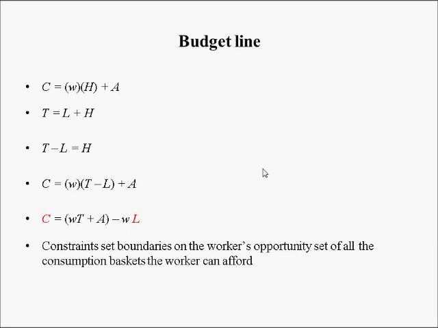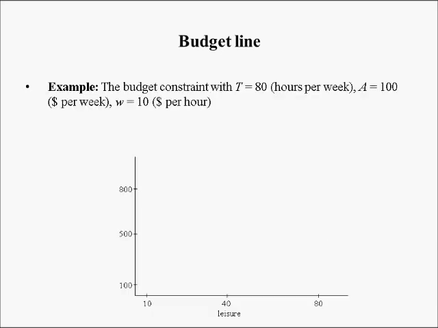Constraints set boundaries on a worker's opportunity set of all the consumption baskets the worker can afford. Here's an example. Suppose you will at most work 80 hours a week, which I think is reasonable because that's about 2 jobs. And if you're a small business owner, you're probably working 80 hours a week.